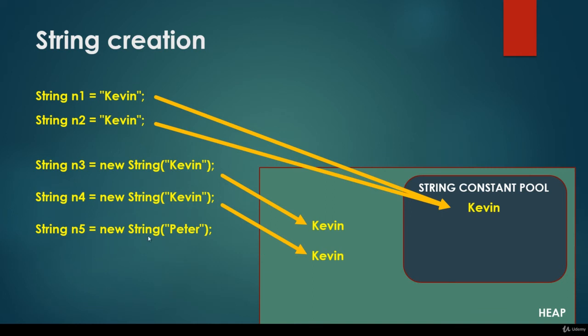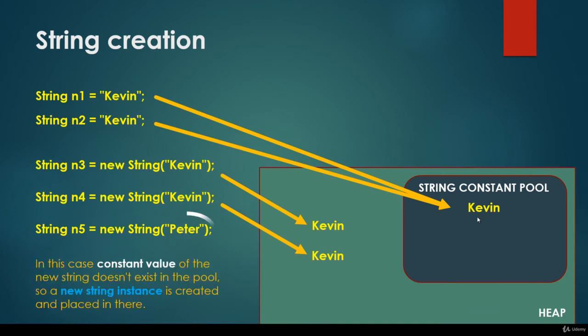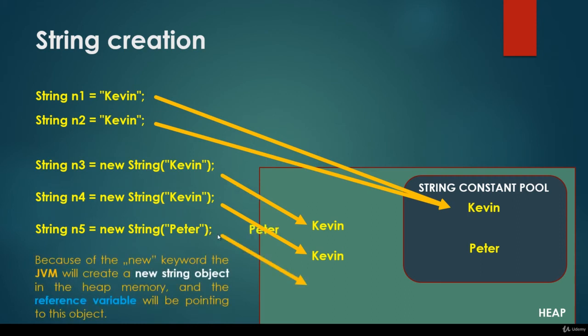Okay, let's create a new string with value Peter. Peter is not present in the constant pool, so the Java Virtual Machine is going to insert Peter into the constant pool. Okay, and then because we use the new keyword, we have to create another object in the heap outside the scope of the constant pool with value Peter. So as you can see in this case, two strings are created, one string in the constant pool and one string in the heap memory outside the scope of the constant pool.